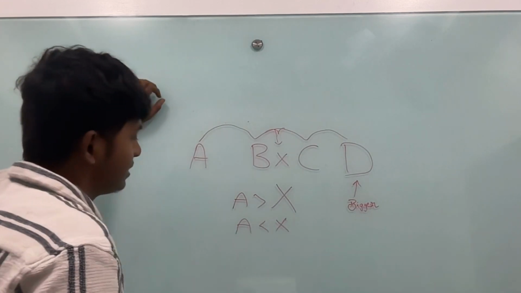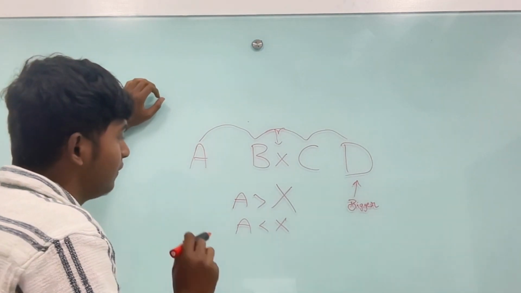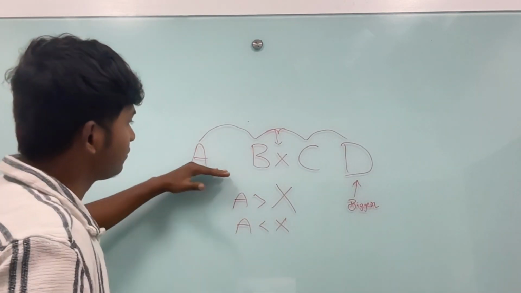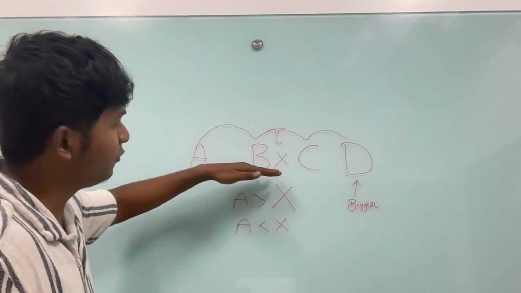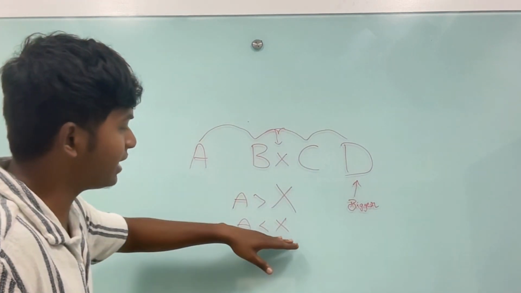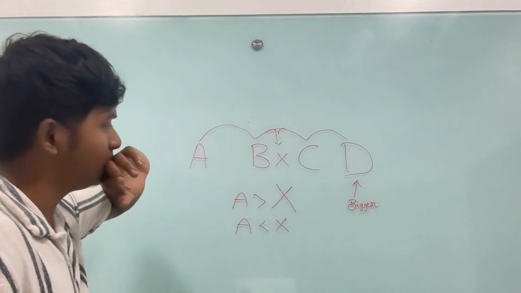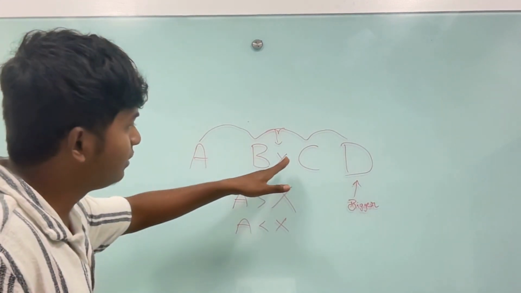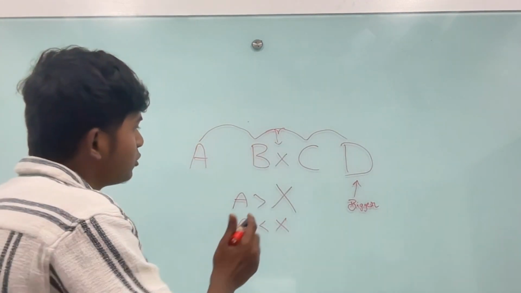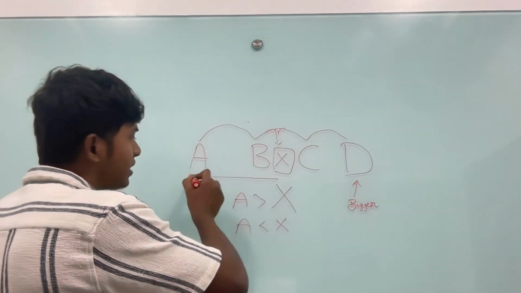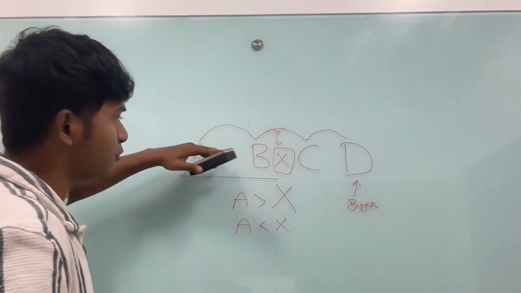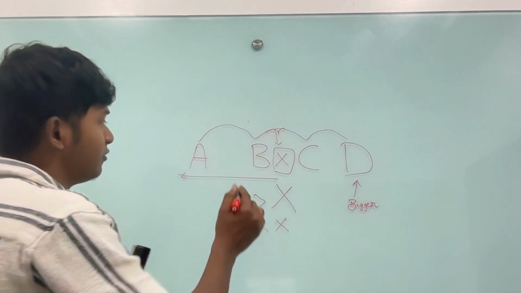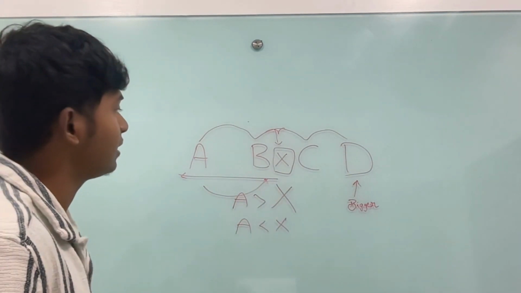Let's take two cases. If A is greater than X, then we have to go forward. But if A is less than X, then we don't have to go that far. So when we come to X, for all elements smaller than X, the answer would be the distance from A to X.